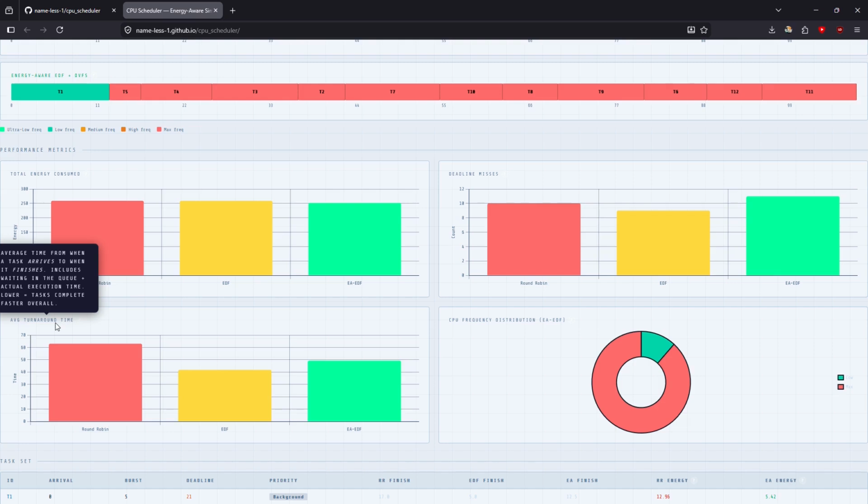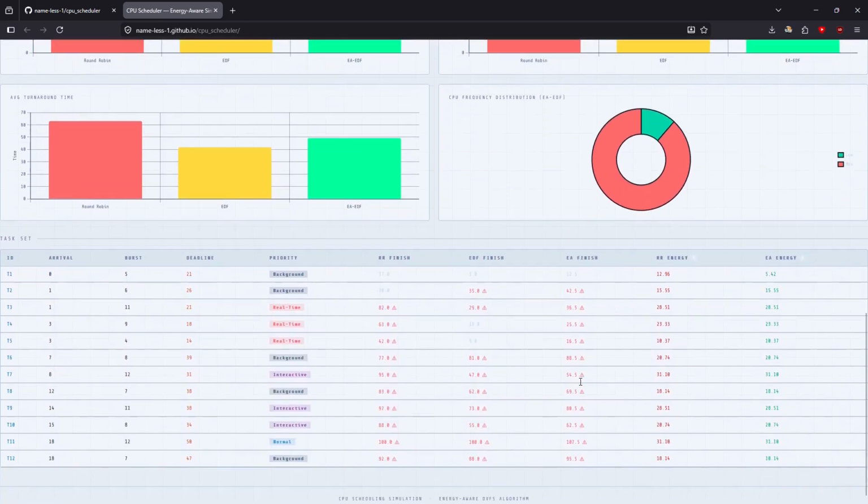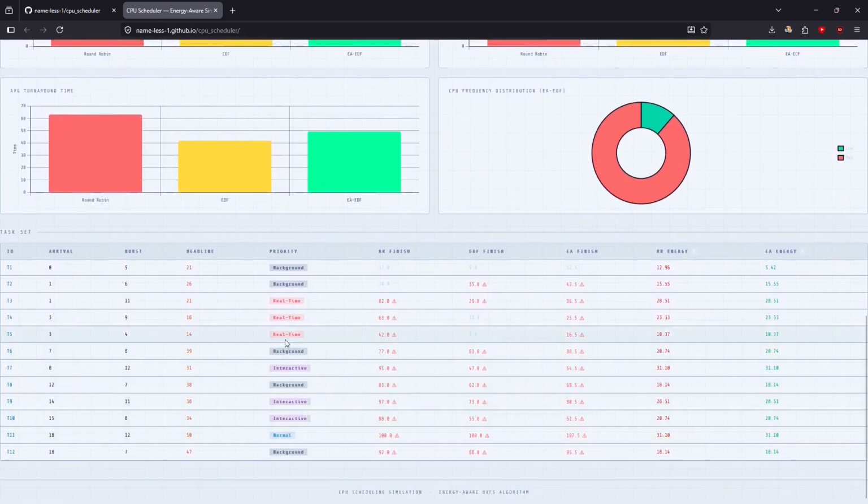Now look at this, the CPU frequency distribution chart. See how much time is spent at ultra low and low? That's the energy saving happening in real time. And finally, the task table at the bottom. Every task, its arrival, burst, deadline, and you can directly compare the RR energy versus EA energy per task. You can literally see, task by task, how much energy we saved.